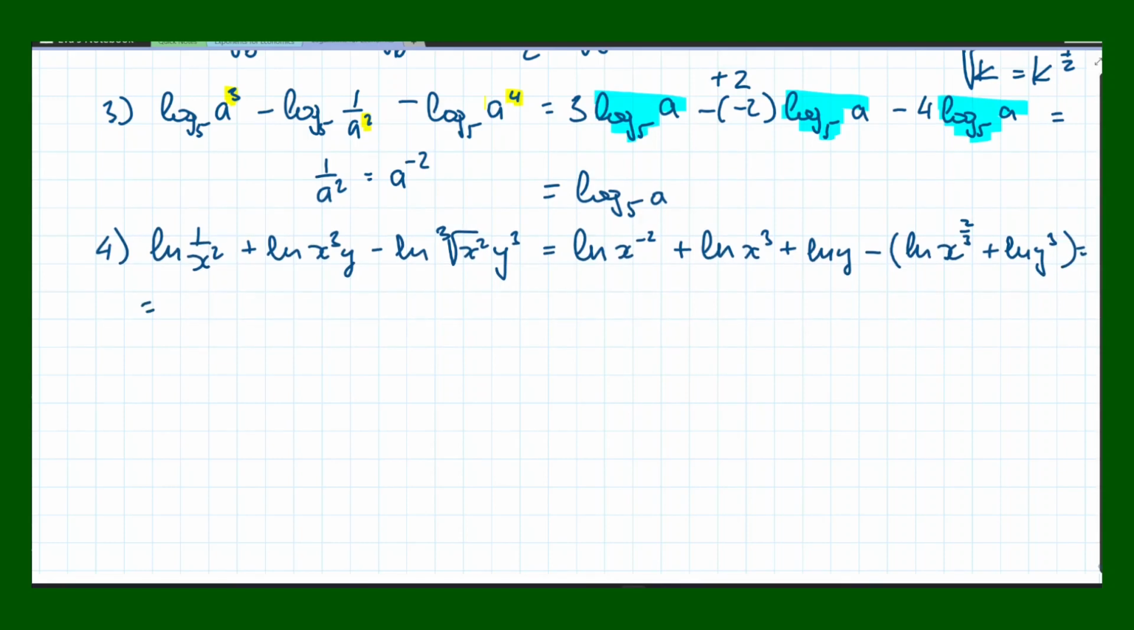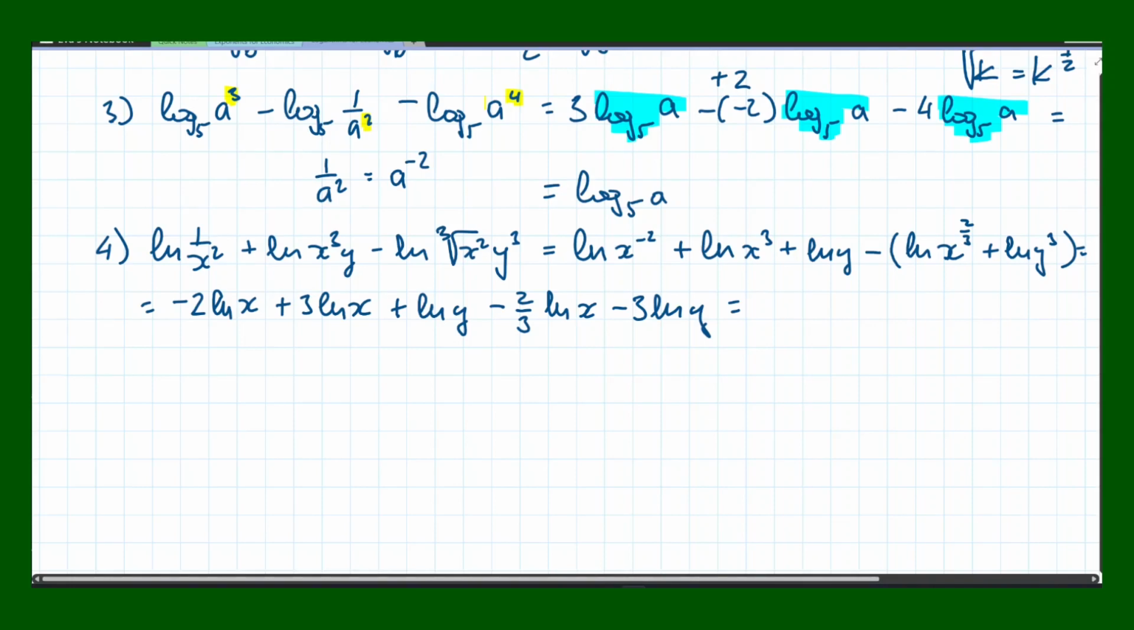Okay, let's see what else we can do. Well, we can bring down the negative 2 in front of the first ln. So it's going to be negative 2 ln of x. We can also bring down the 3 in front of the second term. So it's going to be plus 3 times ln x. The ln y just stays on its own. But now I have got negative signs. So I have got negative, the 2/3 can be brought down. So negative 2/3 ln x. And again, the negative sign has to apply to everything inside the bracket. So that's going to be negative, and the 3 can be brought down in front. So that's going to be negative 3 times ln of y.